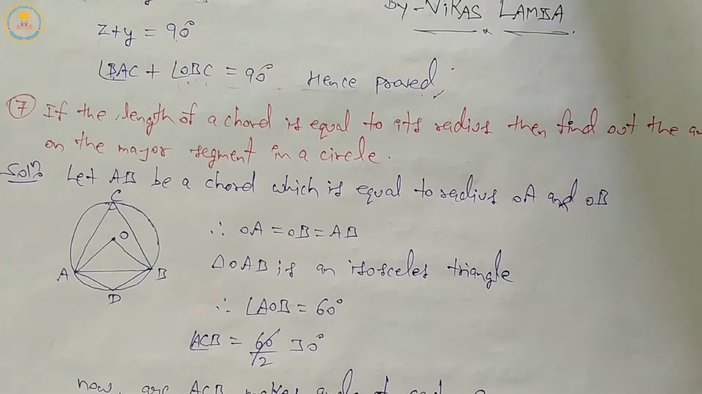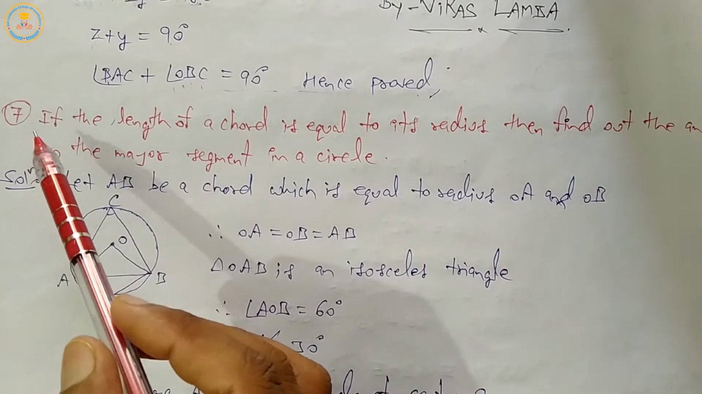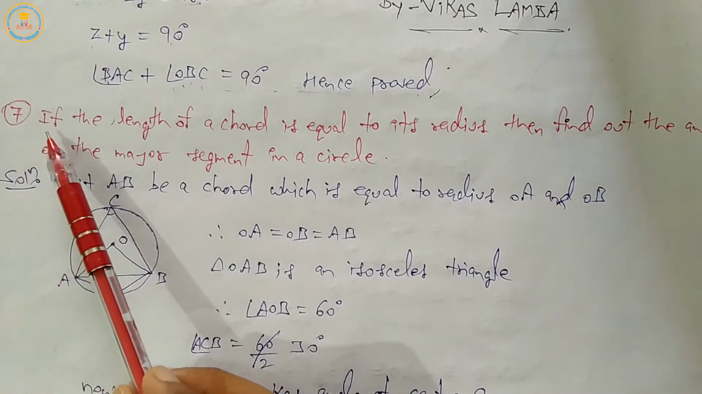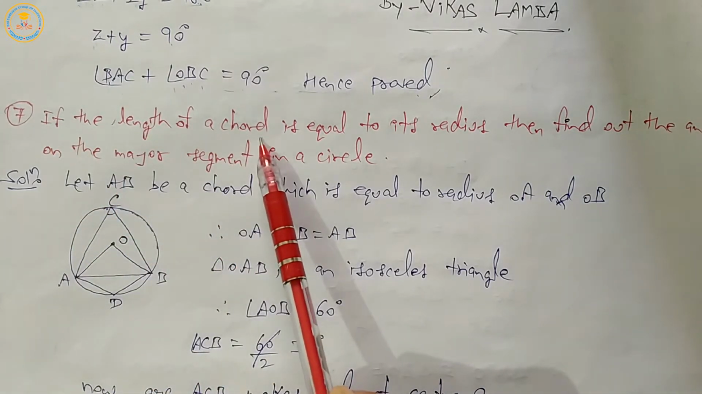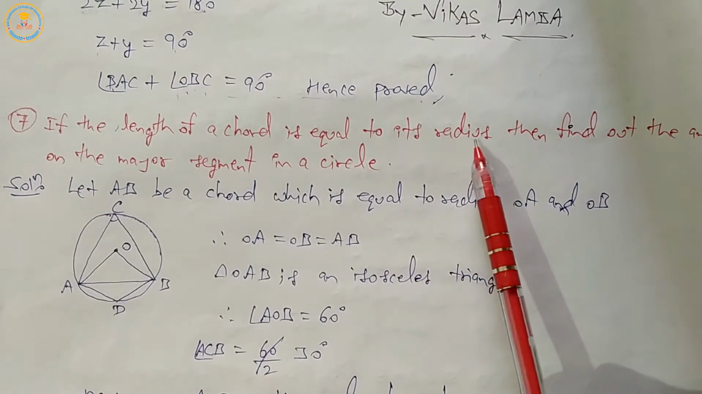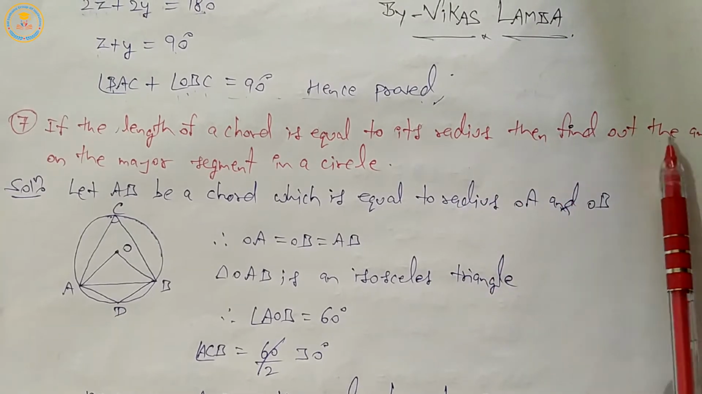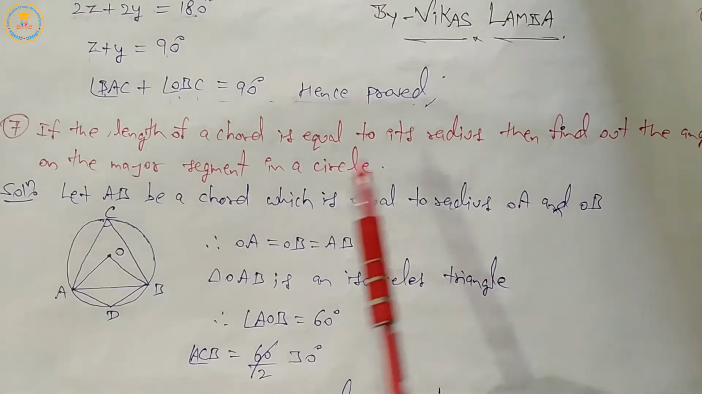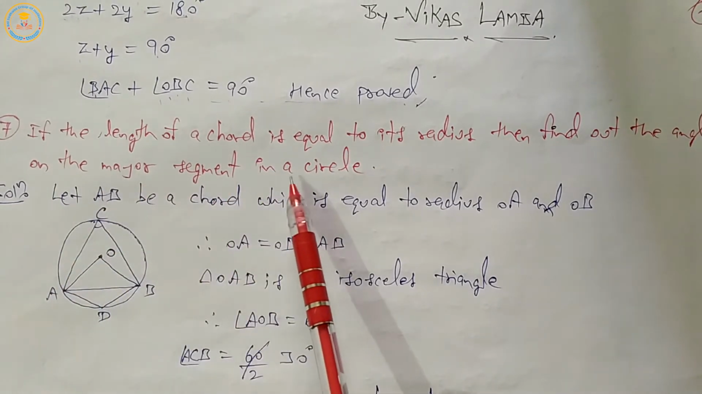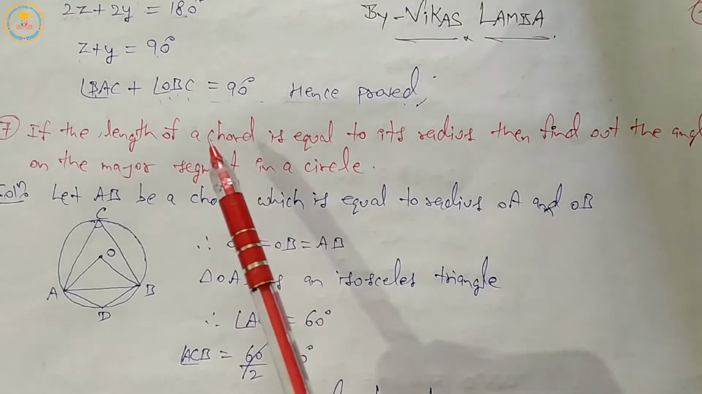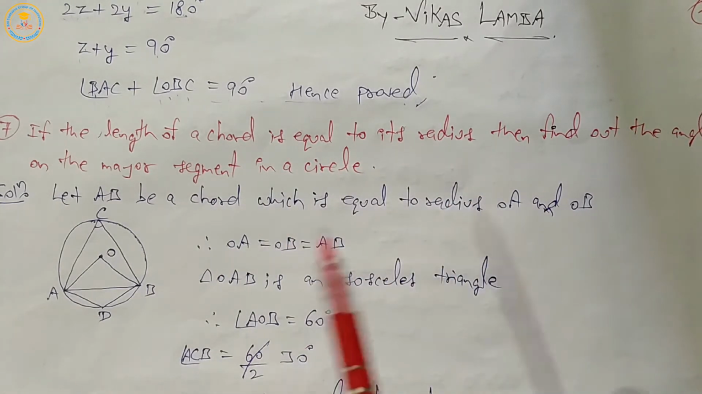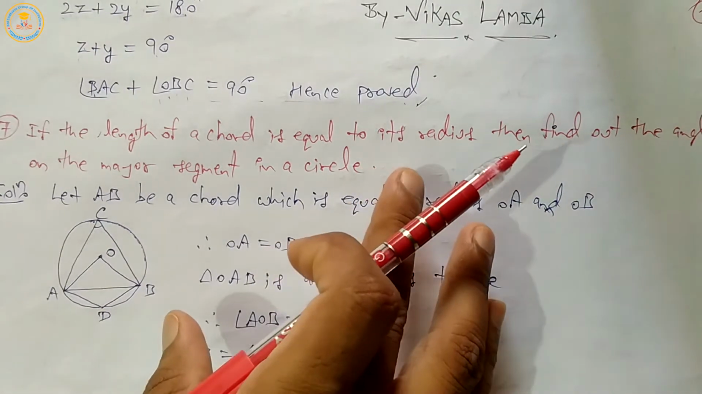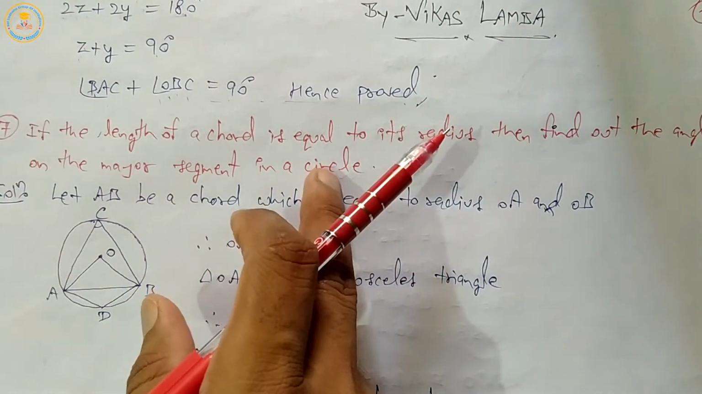Good morning, dear students. Today we will discuss the next part of chapter 12. Question number 7, exercise 12.3. If the length of a chord is equal to its radius, then find the angle on the major segment in a circle. According to the question, the radius and the length of the chord are equal.